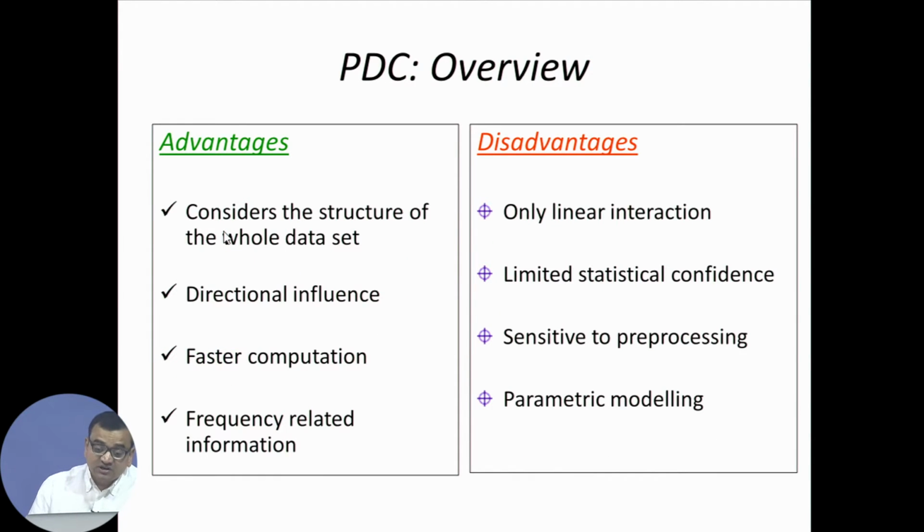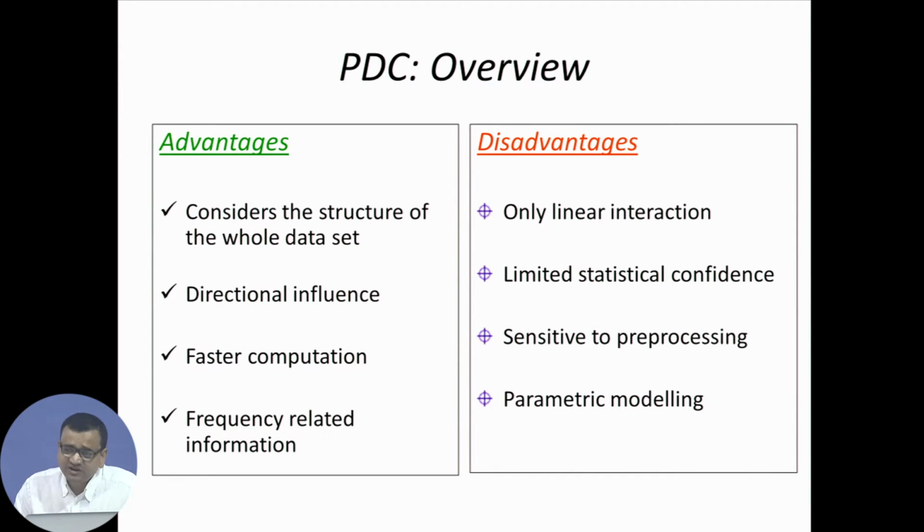So PDC, or partial directed coherence, and there is another cousin, we call it the directed transfer function, just different formulations. The advantage is that it is not applied only on the pairwise; it takes all the data, meaning you have the whole covariance structure in one framework. So it considers the structure of the whole data set, and it can capture the directional influence. It's reasonable because it's based on the AR model, you can compute very fast, and it provides the frequency related information about the directionality.